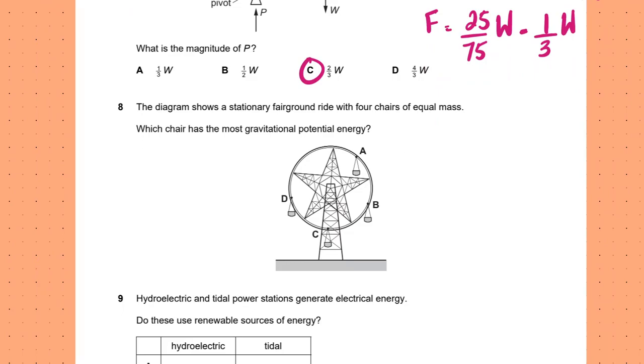Question number 8. Again, this question is not the first time this has been asked. The diagram shows a stationary fairground, right, with 4 chairs of equal mass. Which chair has the most GPE? So if masses are equal, that also means weights are equal. So the greatest GPE is going to be because of h right here. The greatest height is what we're looking for, which is obviously A.